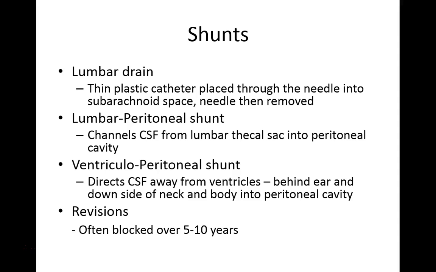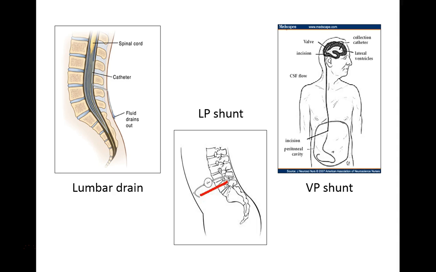The next one might be a lumbar peritoneal shunt. So this is channeling the CSF from the lumbar area into the peritoneal cavity. So this picture in the middle. This might be done if the ventricles are too small to place the shunt into. So it's often for hydrocephalus or benign intracranial hypertension, where people will classically have smaller ventricles. So the fine catheter is inserted and fed up the spine, and then rerouted, and another incision is made in the abdomen to drain the fluid.